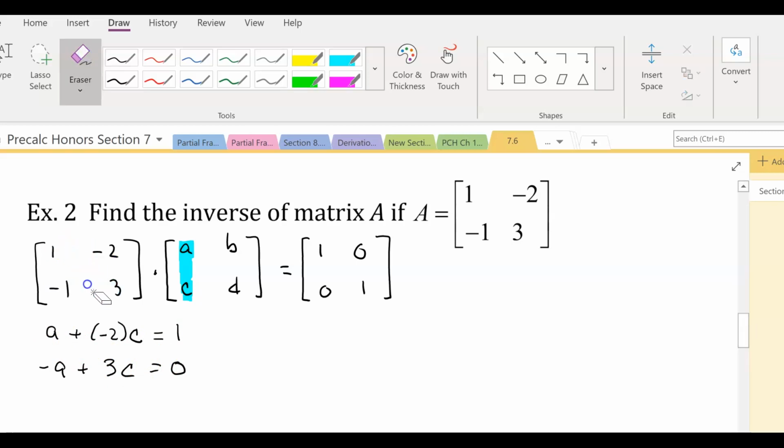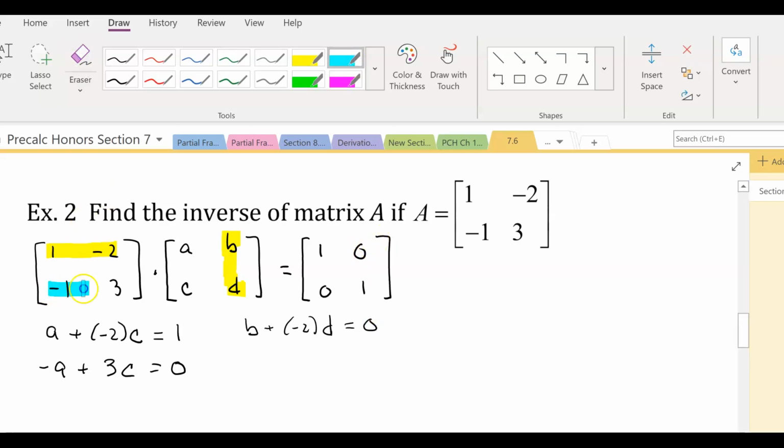And now let's go ahead and do some equations with B and D. So I'm going to do first row, second column. So I have 1 times B, which is B, plus -2 times D. So that's first row, second column, and we know that's going to have to equal 0.